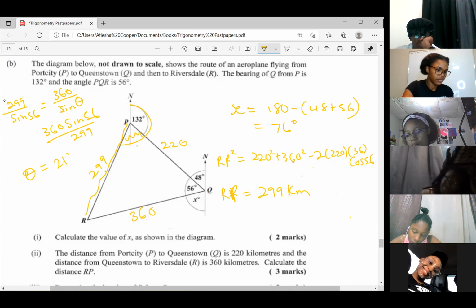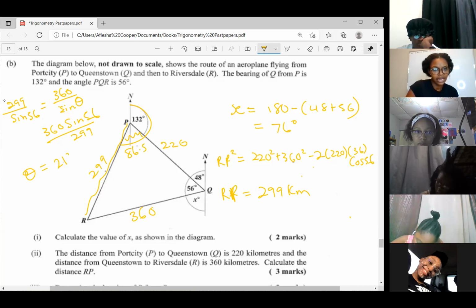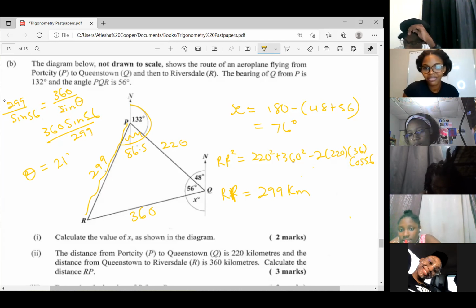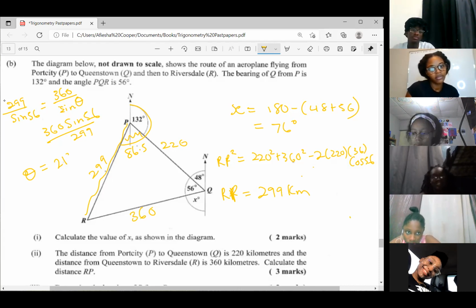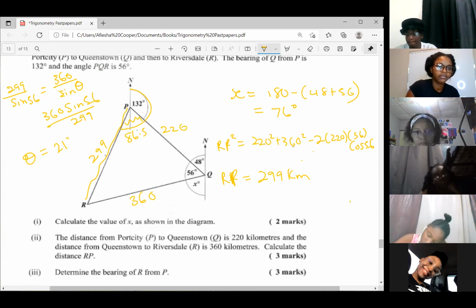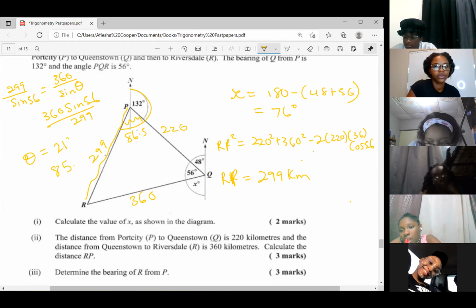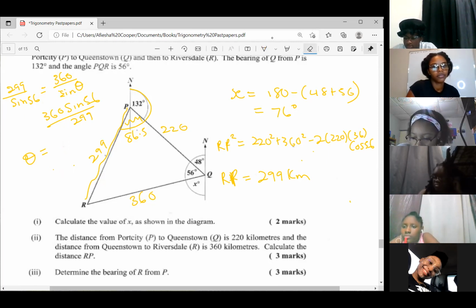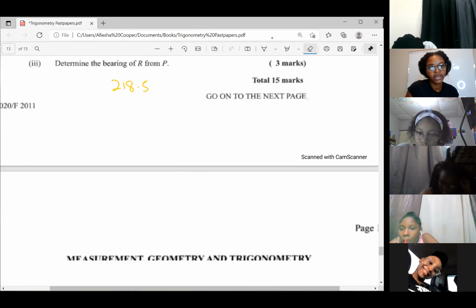Sine inverse, 86.5. Yes, miss. Now you're adding it. Yeah, because Jewel just wants to rush me off for the Zoom, right? Plus 132, 218.5, right? 218.5. Well, we add them. Of course, we have to add the 86.5 to 32 to get that. All right, what's next? See how quick we're moving?